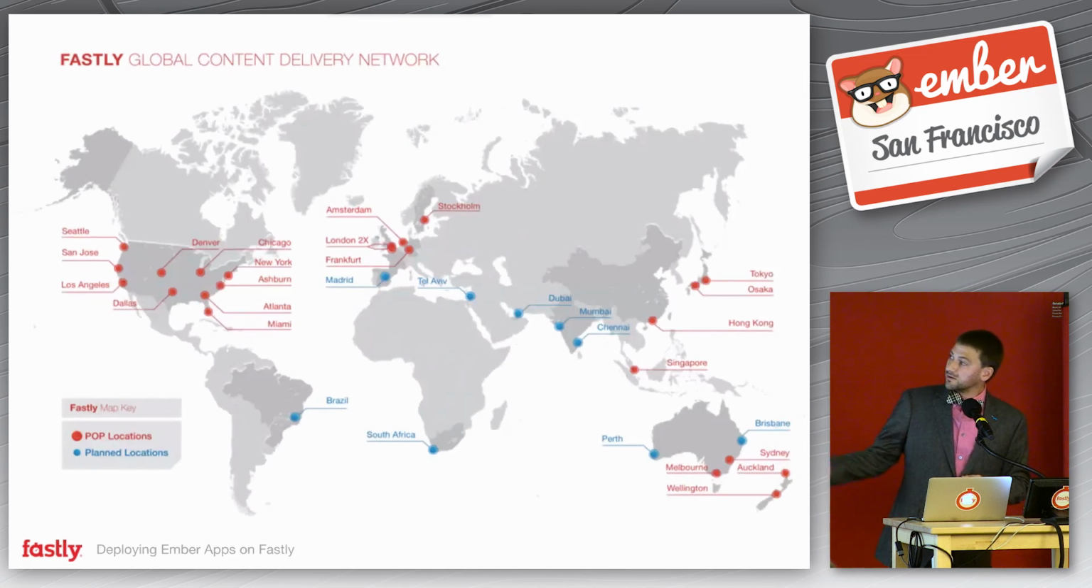So this is a little map of our POPs. Every red dot on there is a Varnish node. So it's basically one big distributed Varnish. That is what you see there. So a big global reverse proxy.